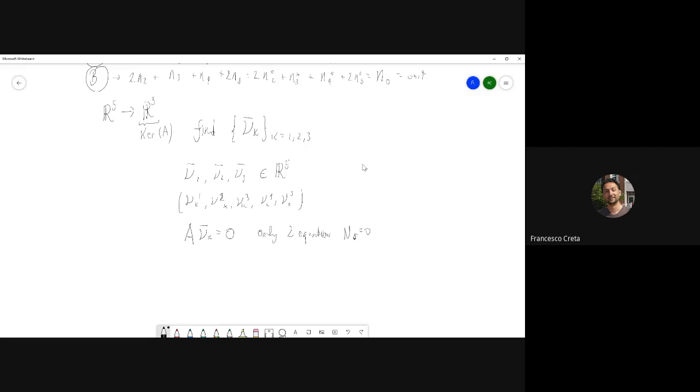Sorry, sometimes I go a little bit too fast, and then I go back. Remember, NE is equal to 2, and so this can only give you 2 equations. So there is a way, there's a sort of a trick that we can use.